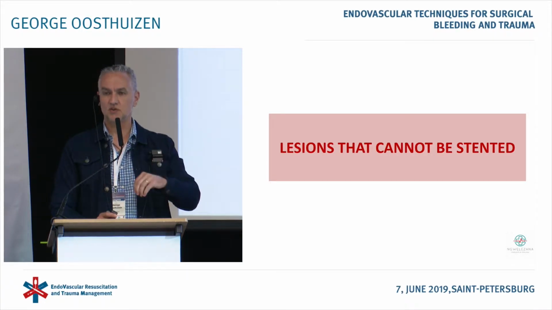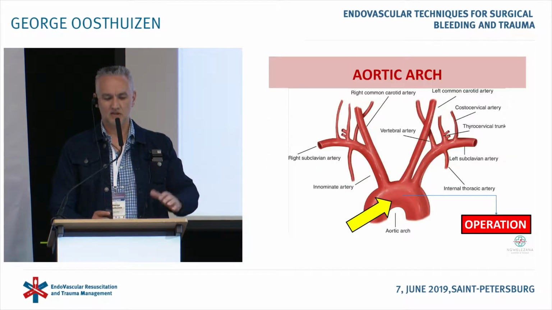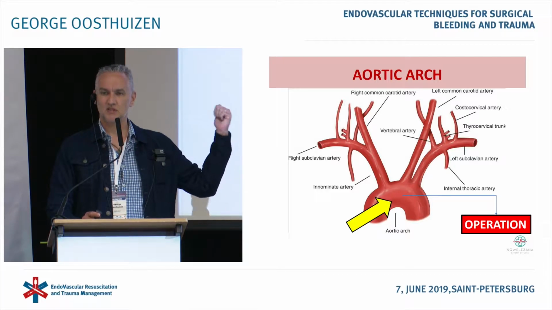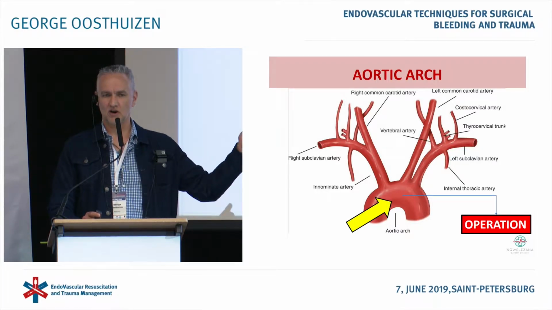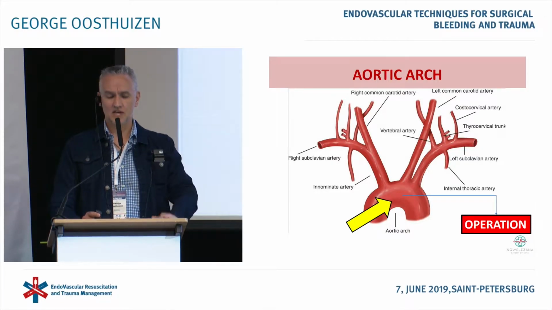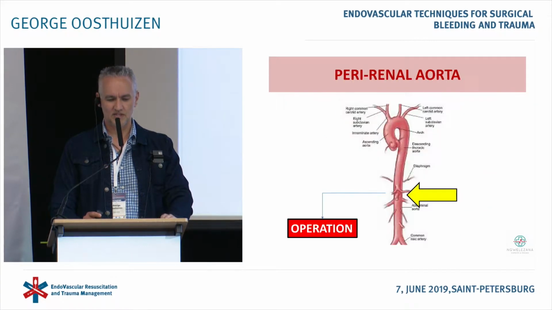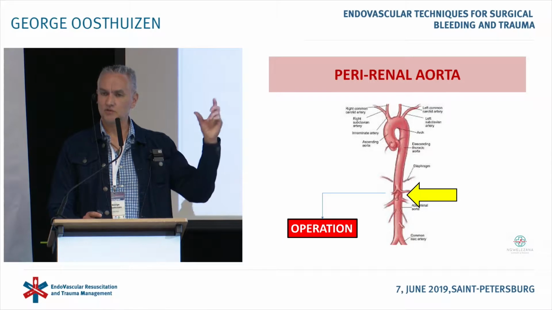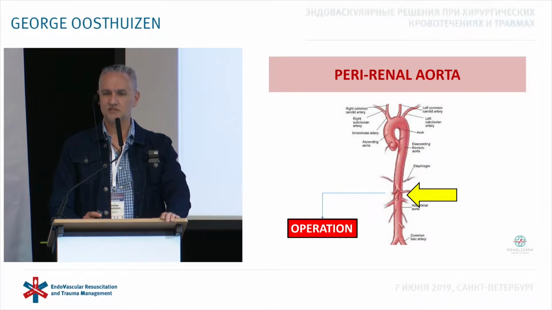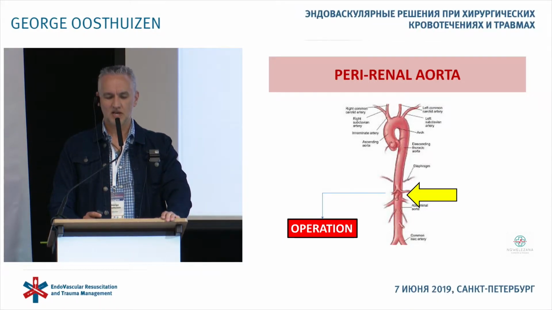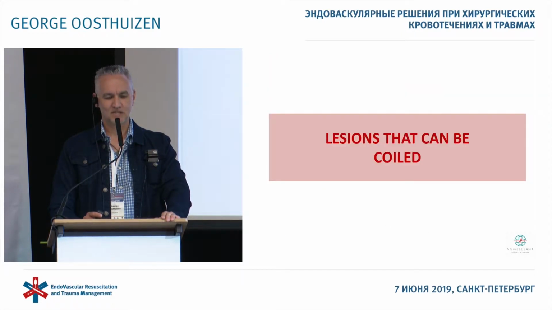But which lesions can you not stent? There aren't many. I would say this part of the aorta, the proximal aortic arch where the main vessels are coming off, that you will probably need to operate on rather than stent. And that zone 2 of the aorta where the visceral vessels and the renal vessels come off, I think that you will need to operate on as well instead of stenting.